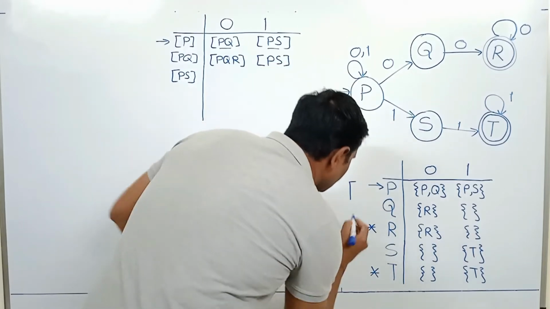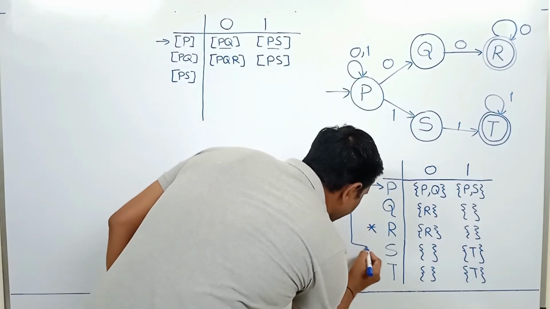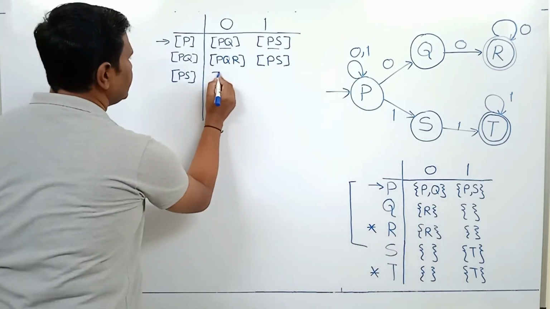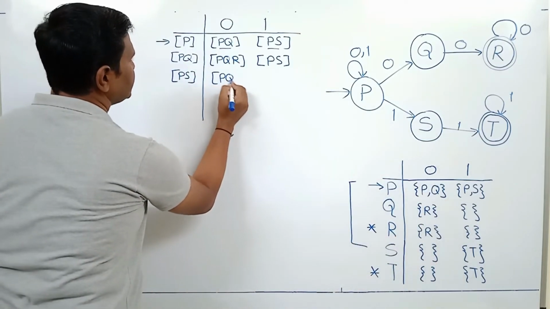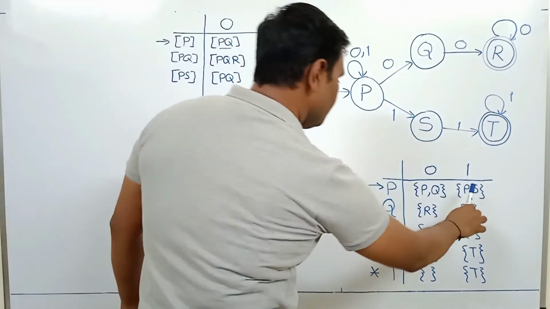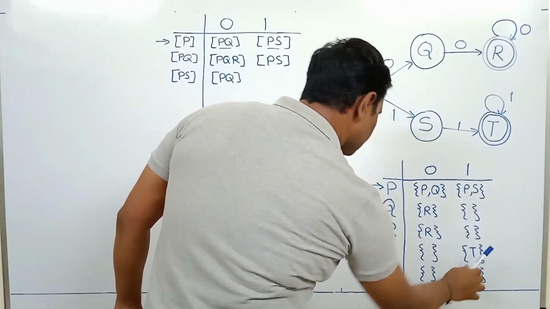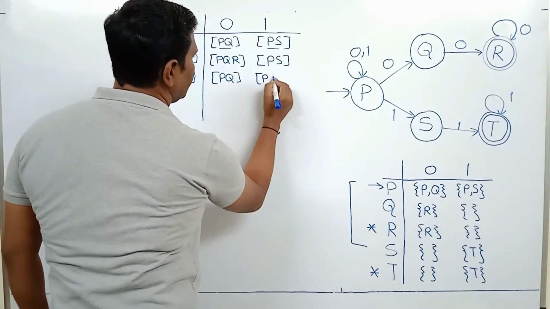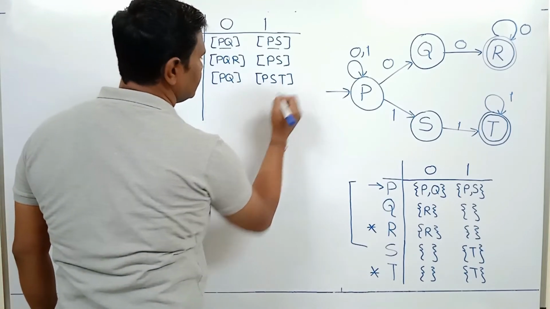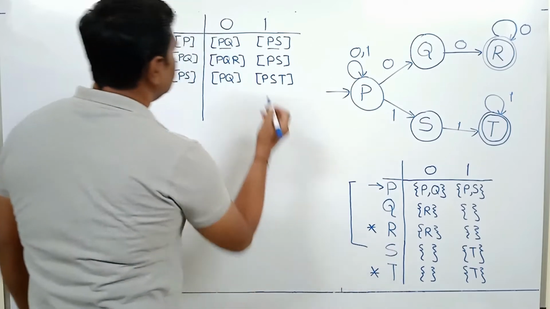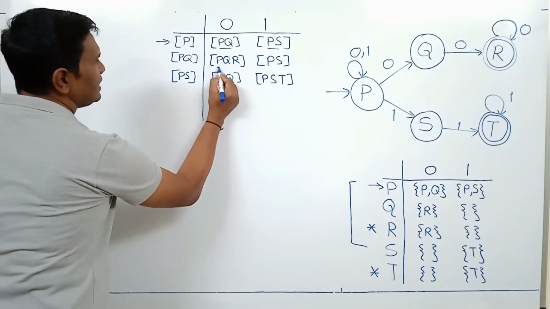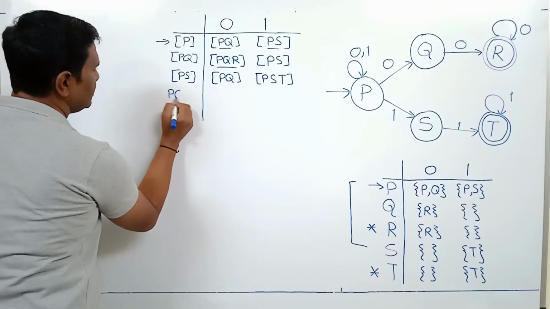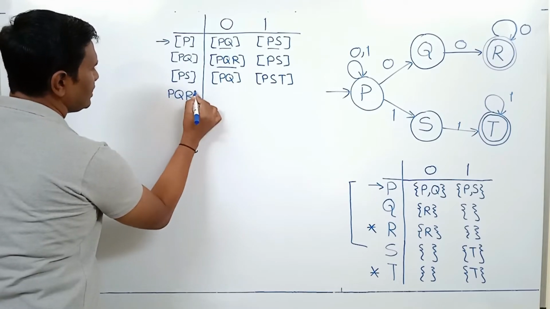So consider state PS. We have to union transitions of P and S. PQ union empty set, we get state PQ. PS union T, we get PST. Next reachable state is state PQR. It is new entry. So consider state PQR.